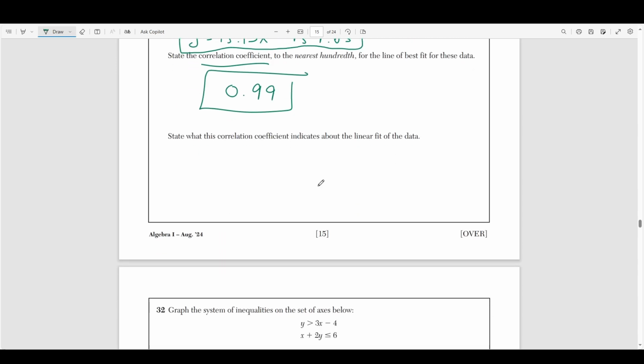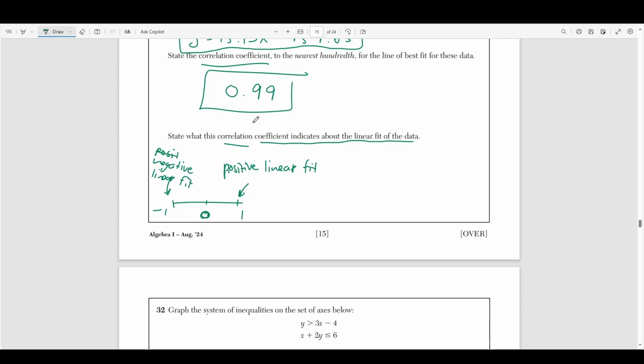So now all you need to do is state what the correlation coefficient indicates about the linear fit of the data. So what does this 0.99 mean? You need to remember that the correlation coefficient is a value that can range from -1 to 1. The closer it is to -1 and 1, the stronger the fit is. So if the correlation coefficient is 1, that means that there is a positive linear fit to the data. And if it's -1, that means that there is a negative linear fit.